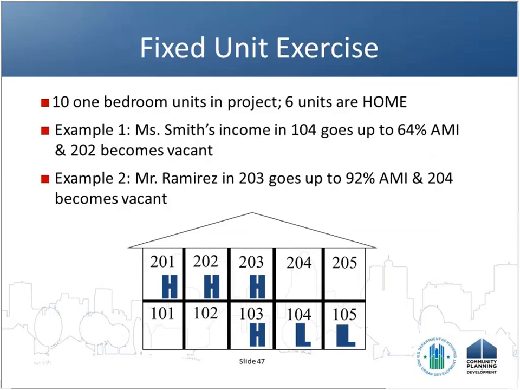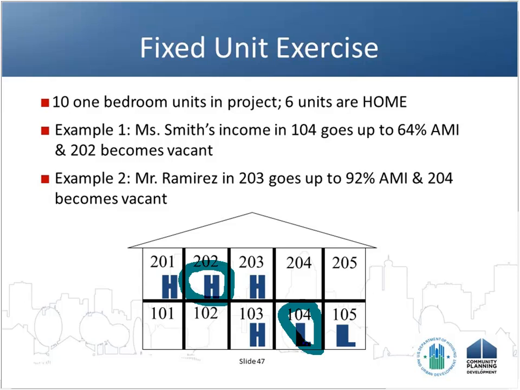All right, so we're given an example of a 10 one-bedroom unit project. We have 6 of these units that are HOME, and this is a fixed unit situation. In our first example, Ms. Smith, who occupies 104, which is down here, is currently in a low HOME unit, and her income goes up to 64% of area median income. And so she is over income. And in this case, we have a HOME unit that becomes vacant. That's a high HOME unit.